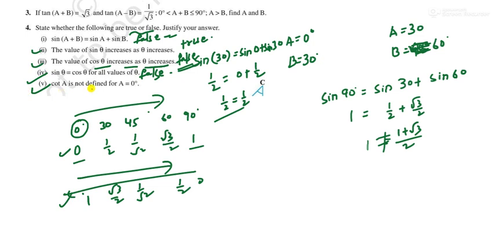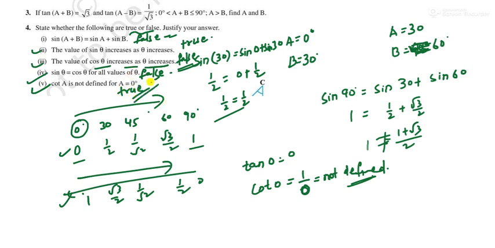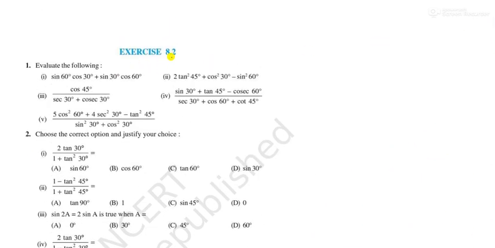Last question. Cot A is not defined for the value of A as 0. Is it? Okay. What is tan 0? It is 0. What is cot 0? It is 1 by tan 0, the reciprocal. And whenever you have 0 in the denominator, it is not defined. So they have given the same thing, therefore it is true. Okay. So these are the answers of the questions of the exercise 8.2.